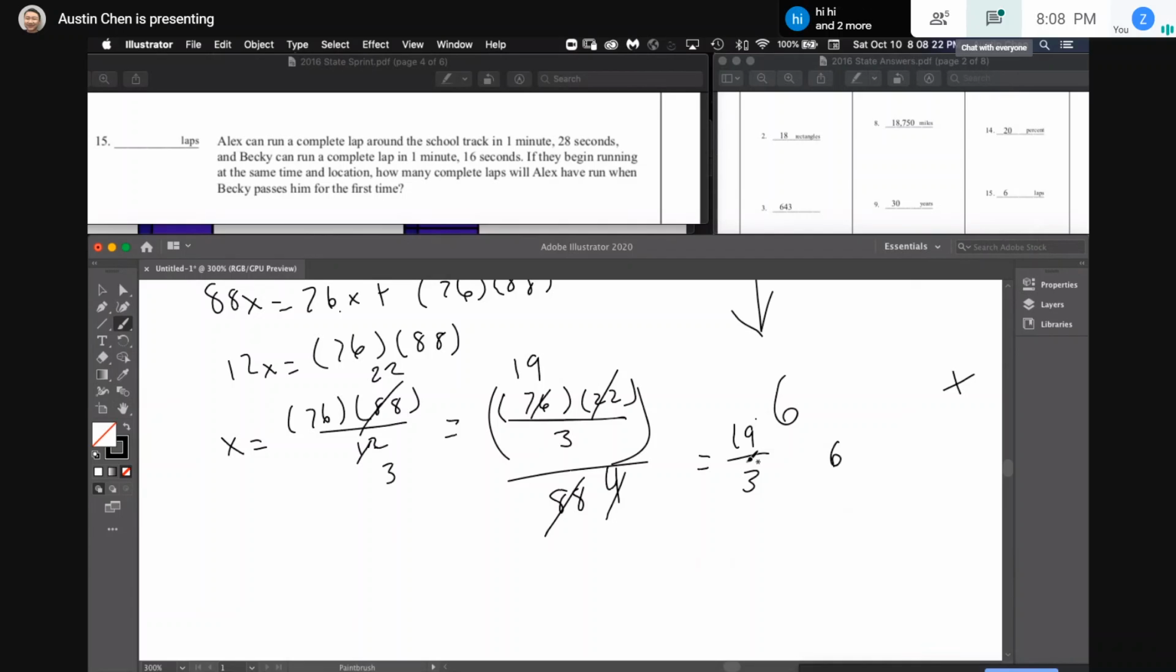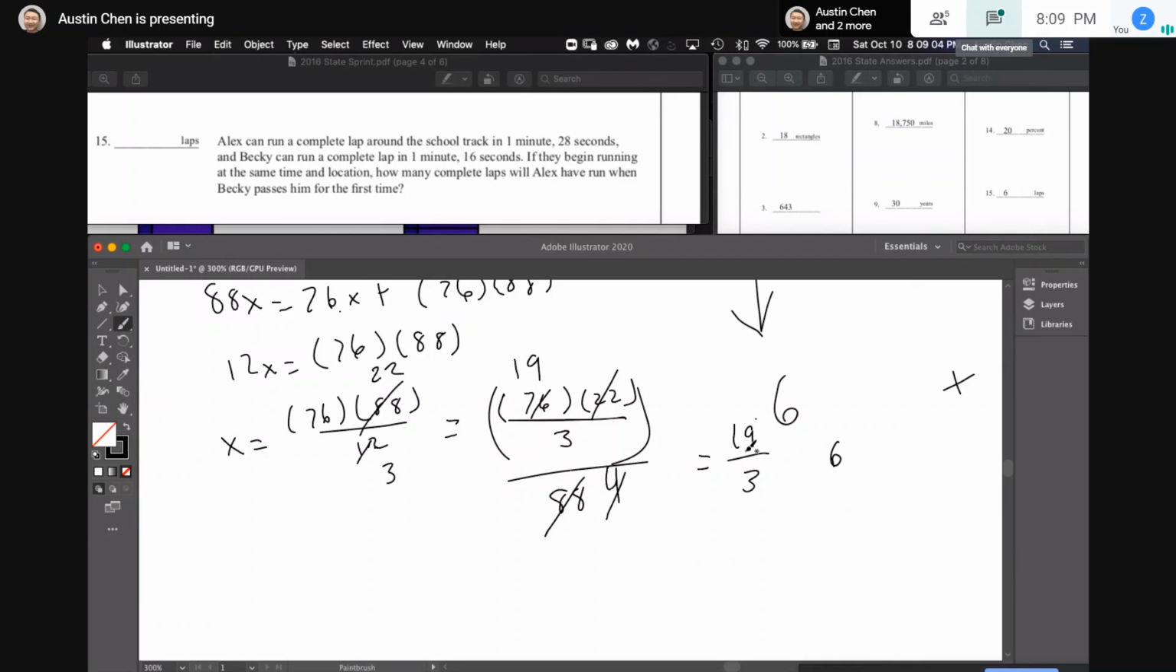Okay, so this is doing it algebraically. The way I would go, I don't know if most people do this, is thinking that for Becky to pass Alex, she has to run one more lap. For each lap, Becky takes 12 seconds less than Alex to run, and so we want Becky to gain a lead of 76 seconds, which is how much time she takes to run a lap.